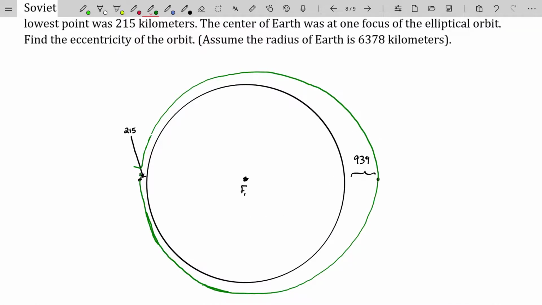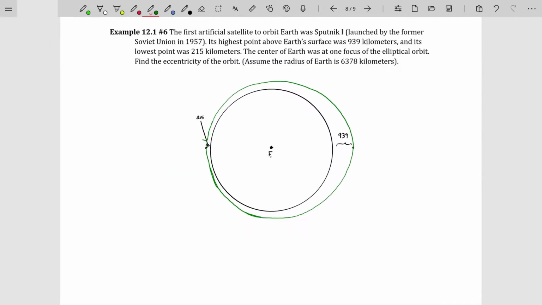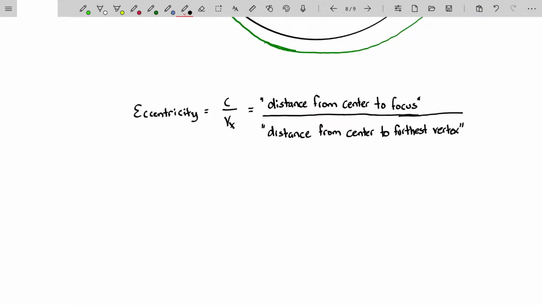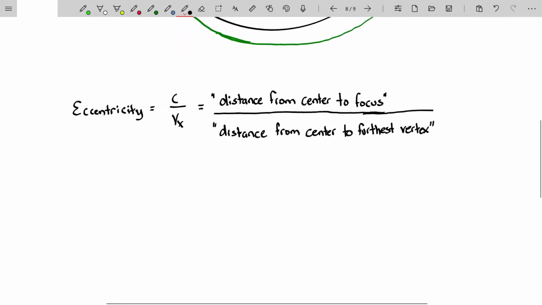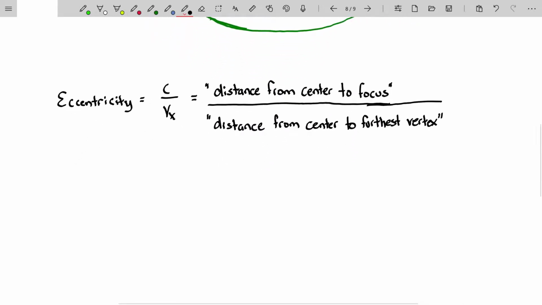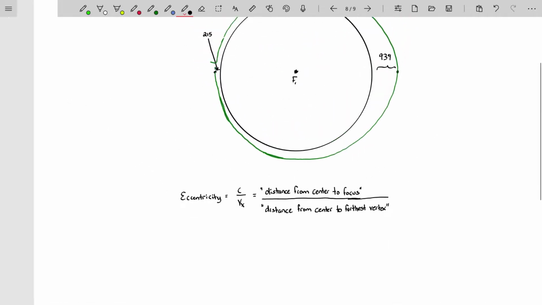Now, we don't actually have to find the full equation here. We know that eccentricity is c over a. Let me write it out in English first. This would be c over the distance to the vertex. In this case, I'm drawing it where the horizontal axis is our major axis. But in general, it's the distance from the center to the focus divided by the distance from the center to the furthest vertex. That's all it really is.